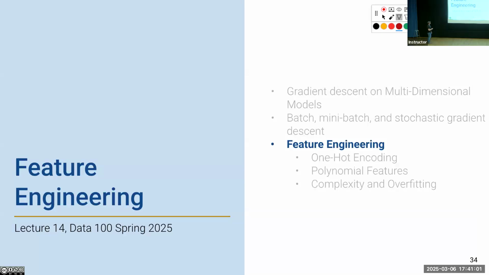Okay, that takes us to the end of gradient descent. You now know gradient descent. All right, so now we're going to shift gears to something almost totally new, feature engineering. Before, we were talking about how to fit a model, how to find the optimal set of parameters. How do we now modify our features to get a better model?